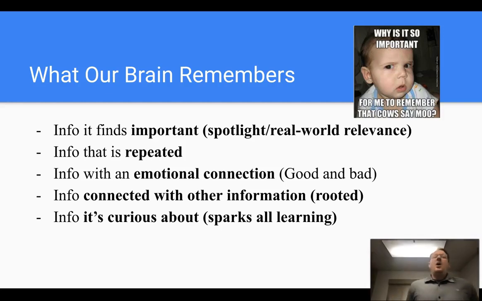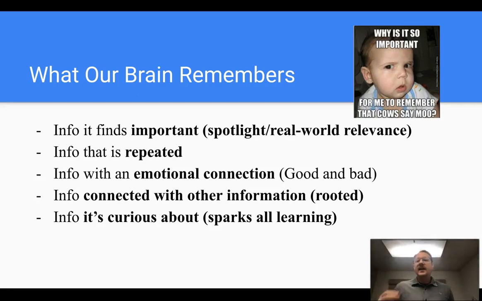All right, so what will our students' brains remember? Our brain will remember information that it finds important. And so as teachers, we want to spotlight what we want our students to remember. So if we're doing chapter 4 and we're throwing all the information in chapter 4 at them, our students are not going to remember everything. So we as teachers need to go, all right, what is the most important information that we want our students to know? And really spotlight that, focus on that.